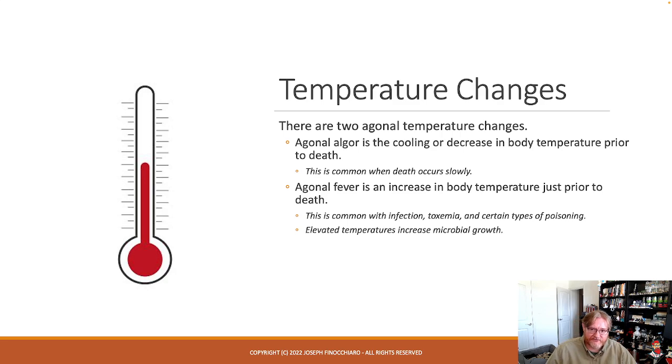So first up, let's talk about temperature changes. There are two temperature changes during the agonal period. Agonal algor, which is the cooling or decrease in body temperature prior to death, and this is common when death occurs slowly. And then agonal fever, which is an increase in body temperature just prior to death. This is common with infection, toxemia, and certain types of poisoning. And elevated temperatures increase microbial growth.